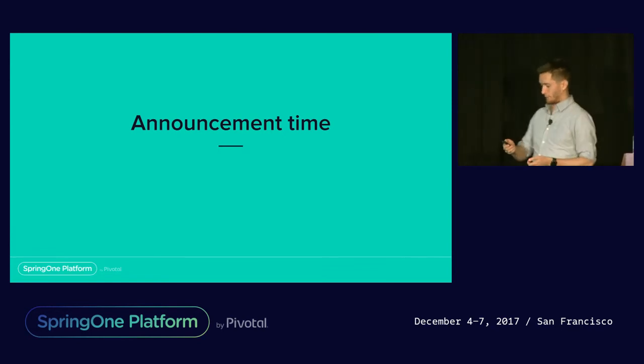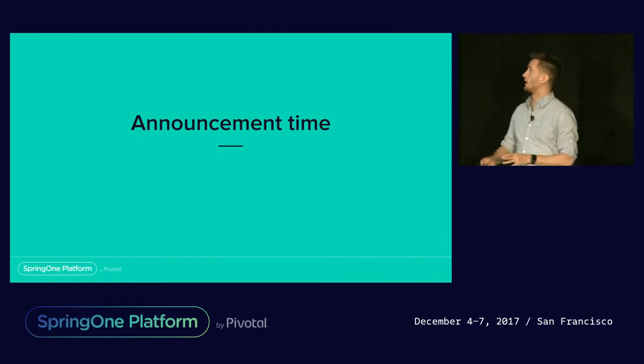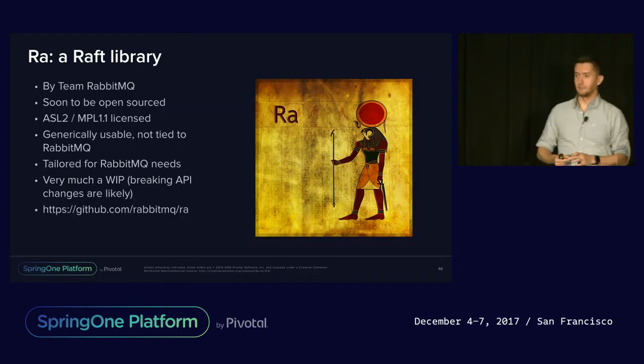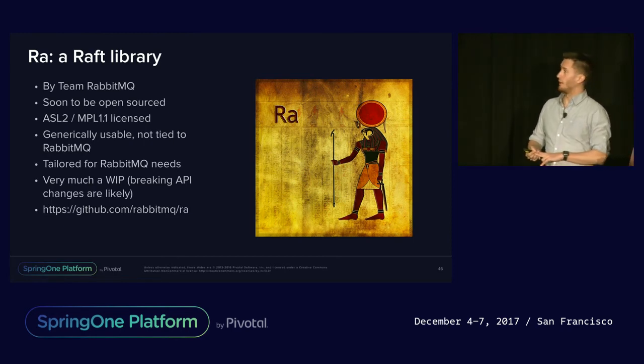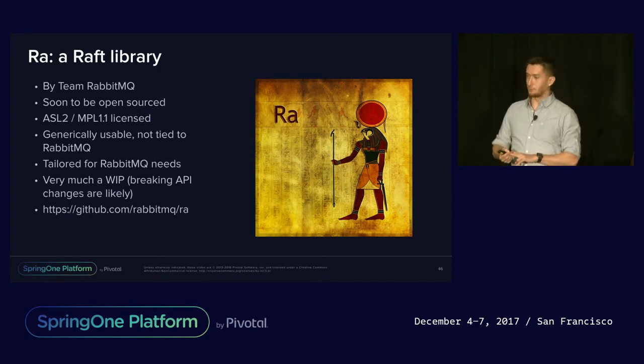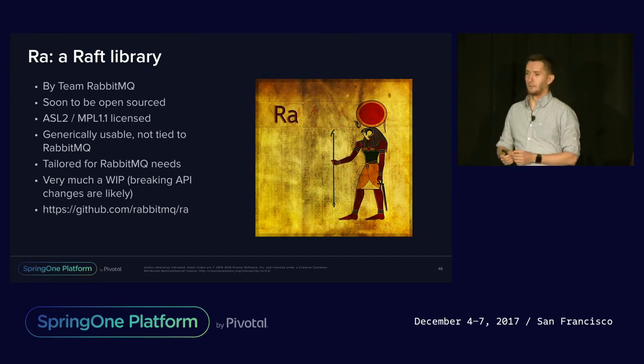So we have been working on Raft adoption for 9 or 10 months, and what do we have to show so far? So we have implemented a Raft library. It's a mostly complete Raft implementation by our team. It will be open sourced later today. It is Apache 2 or MPL 1.1 licensed.